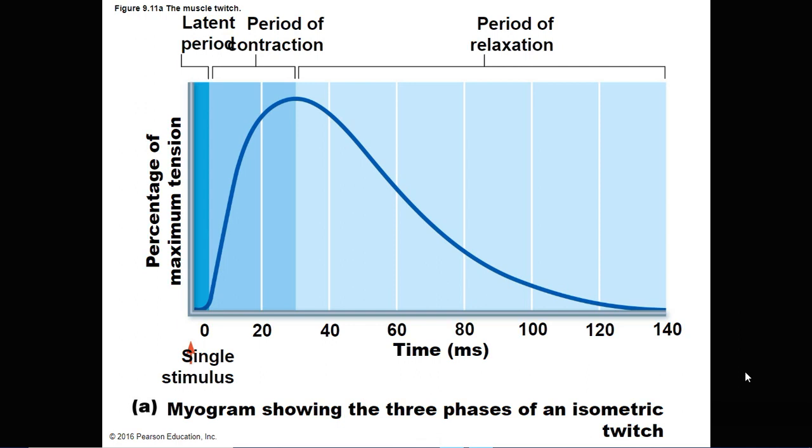Muscles contract faster than they relax. So you see how fast the muscle contracts, and you see how slowly it is relaxing. Okay, so the muscles contract a lot faster than they relax.